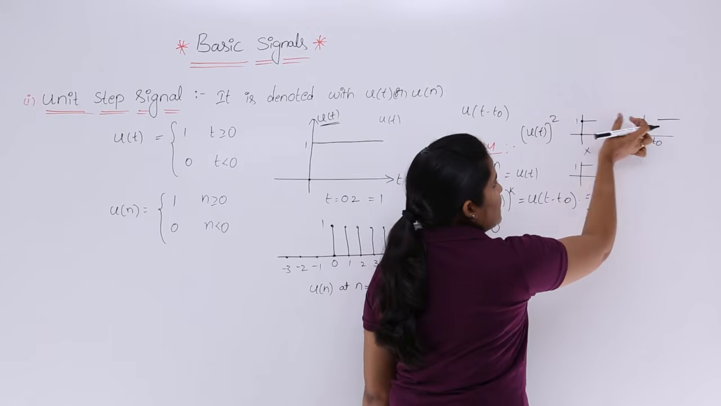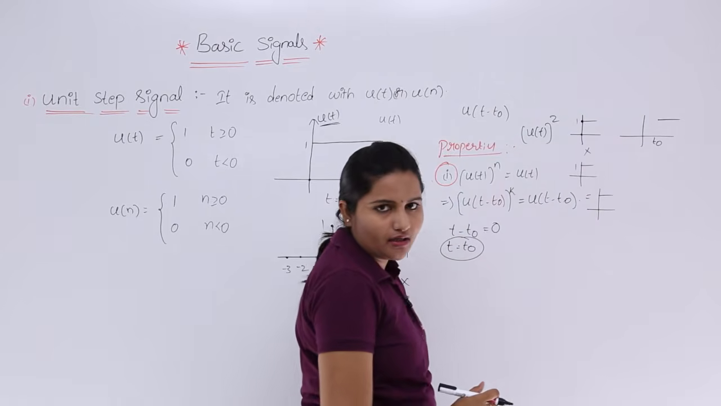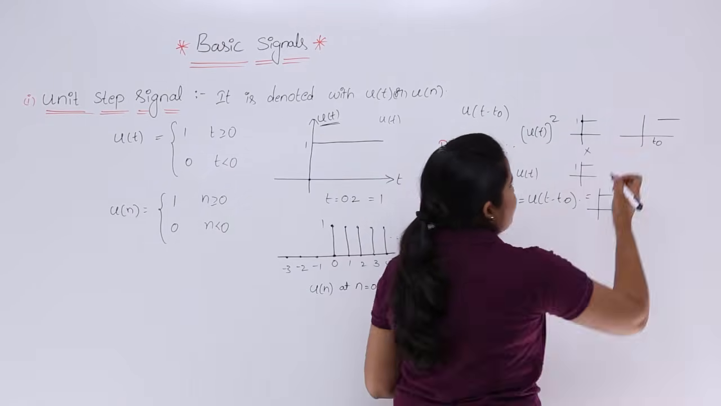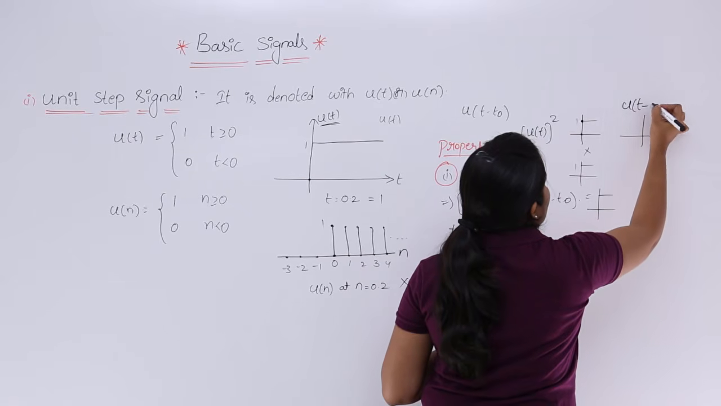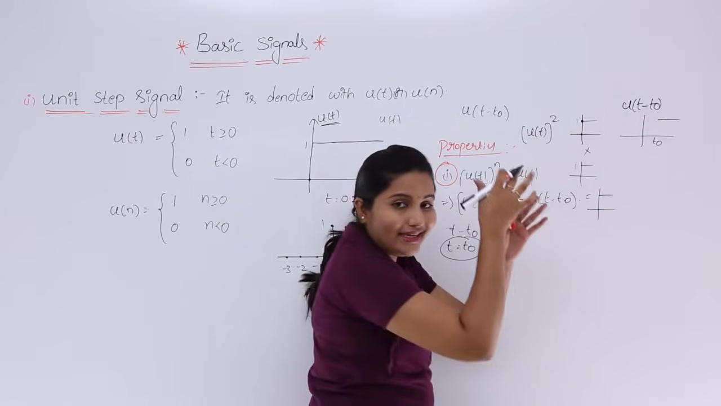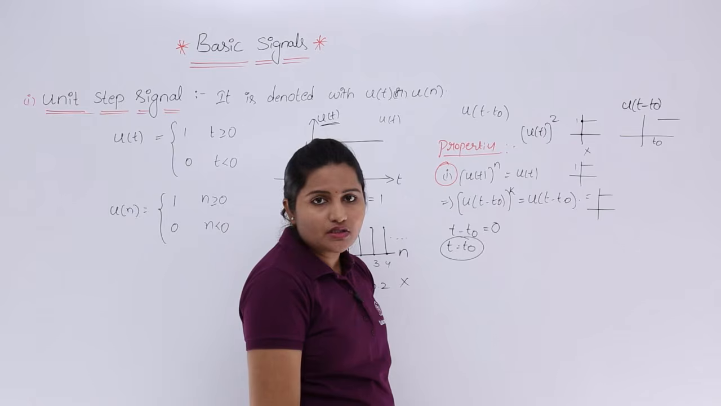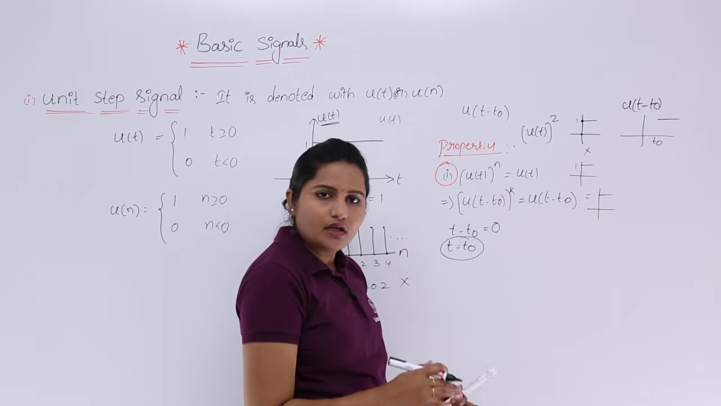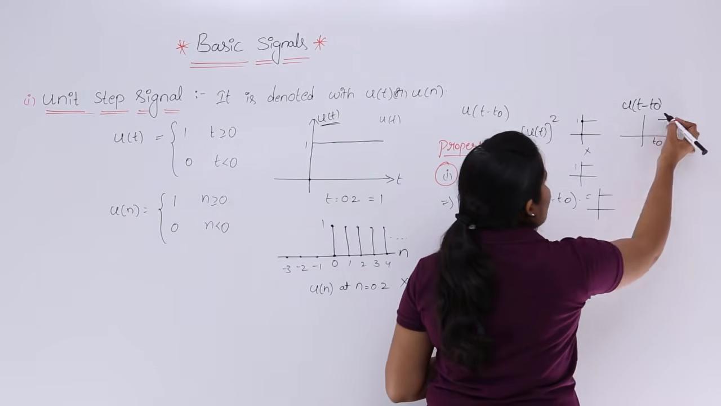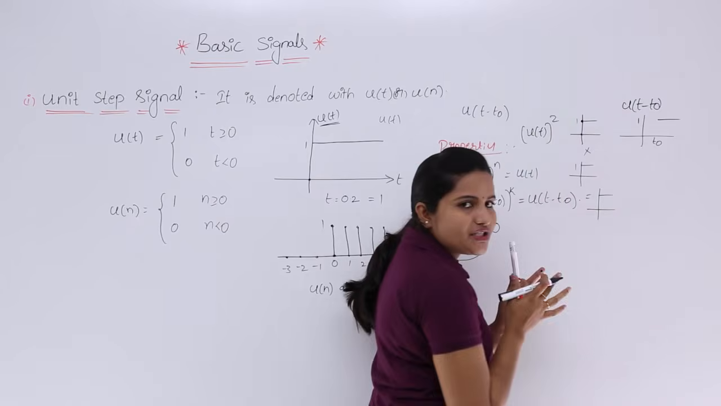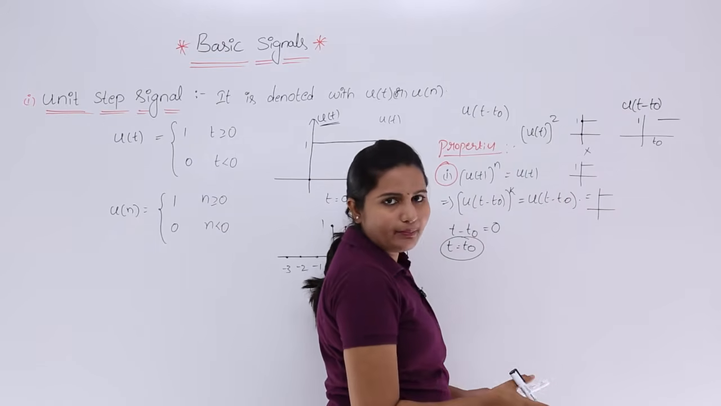So I am shifting this step to here, to t naught. So that means this is the function u of t minus t naught. If you multiply u of t minus t naught n times, you are also getting the same u of t minus t naught only. Why? Because here also we just shifted, we didn't change any amplitude.